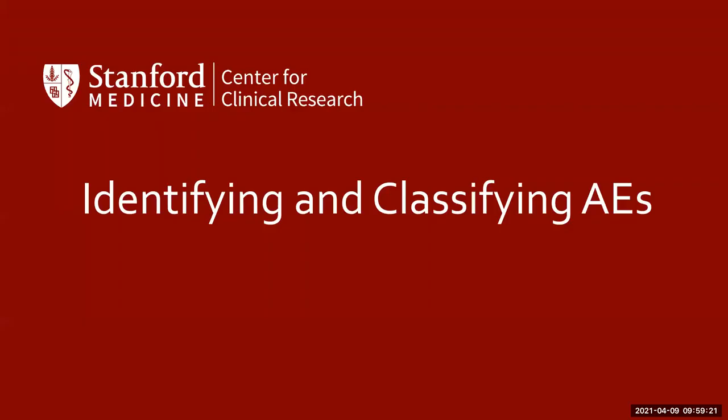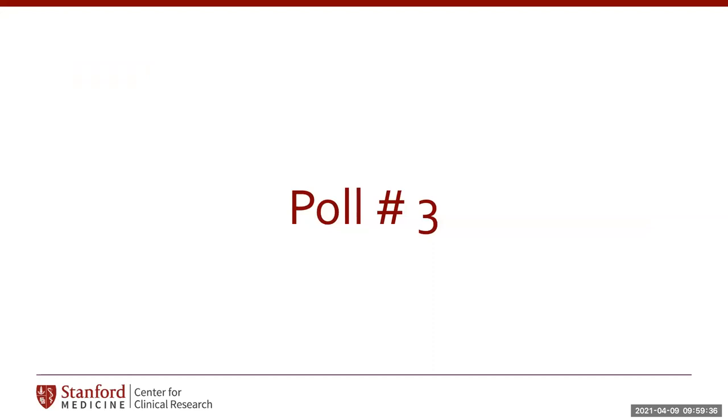Moving on, identification and classification of adverse events. It is a critically important step in determining how we record them, report them, and to whom. So I'm going to start with a quick question, very quick. Which is the hardest to determine of all the three components that I covered? Seriousness, relatedness, or expectedness? What do you think?